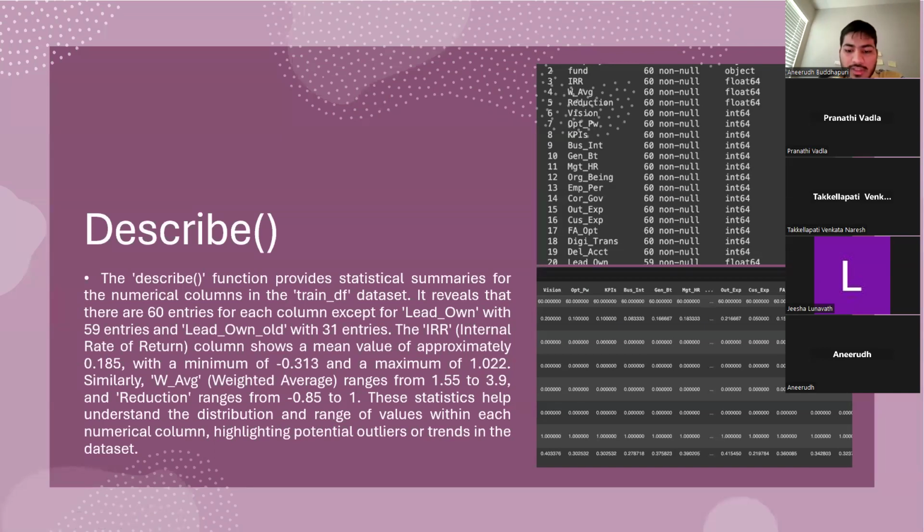There are 60 entries for each column except lead_own with 59 and lead_own_old with 31. The IRR column has a mean of approximately 0.185 with a minimum of minus 0.313 and a maximum of 1.022. The W_average column ranges from 1.55 to 3.9, and the reduction column ranges from minus 0.8 to 1. These statistics help us understand the distribution and identify potential outliers for strengthening the dataset.